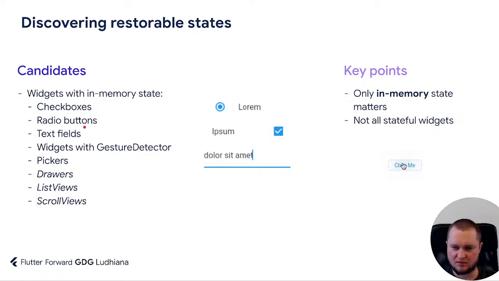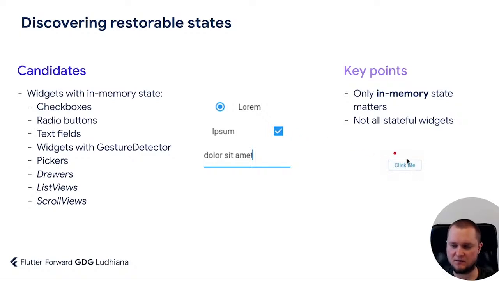But there are two important things to know. This has to be in-memory state. So for example, if you listen to every checkbox change and write the new value immediately to the shared preferences or the local database, there is no volatile in-memory state. There is nothing to lose because everything is saved persistently immediately.